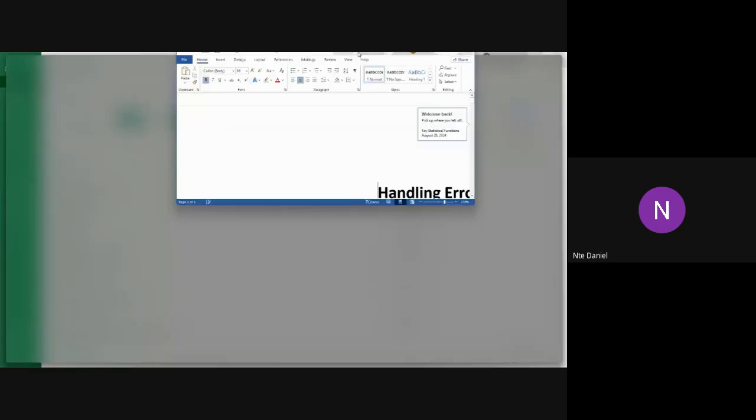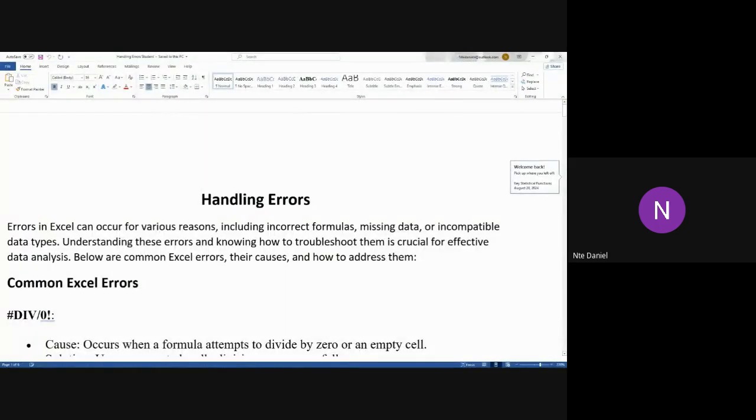So how do you handle errors in Excel? Errors in Excel can occur for various reasons, including incorrect formulas, missing data, or incompatible data types. Understanding these errors and knowing how to troubleshoot them is crucial for effective data analysis. Do you understand? Below are common Excel errors, their causes, and how to address them.